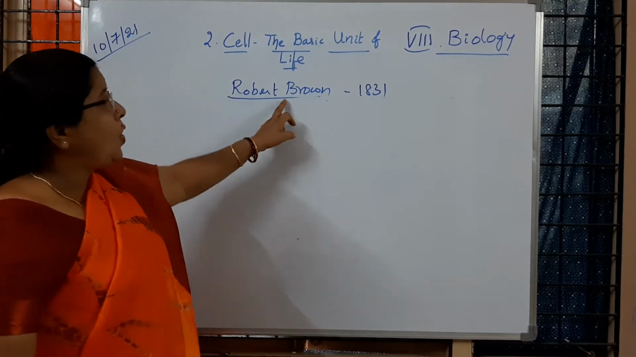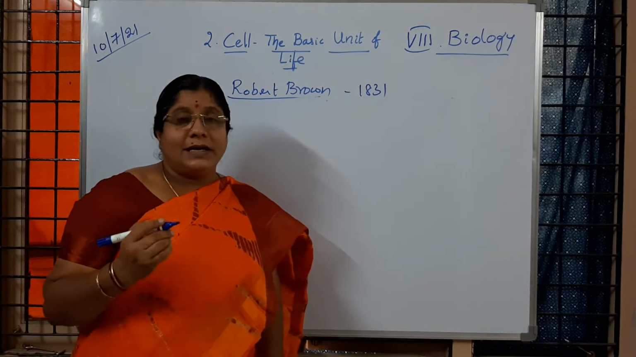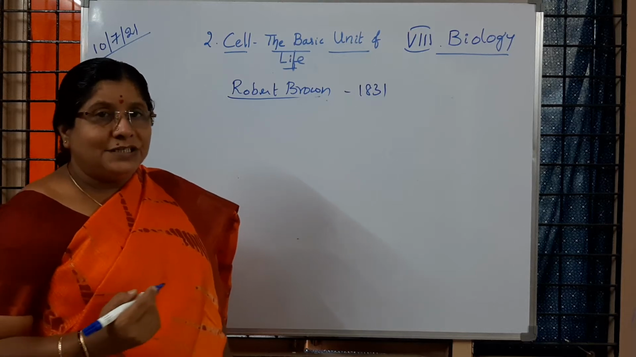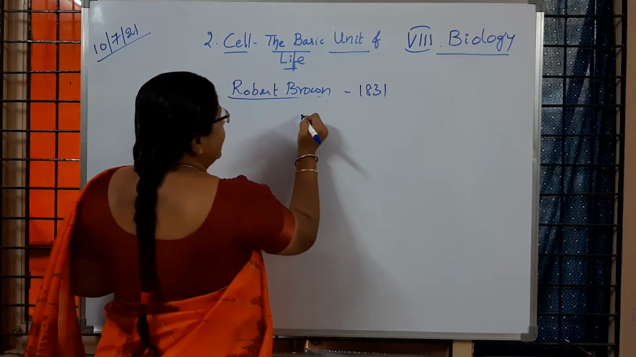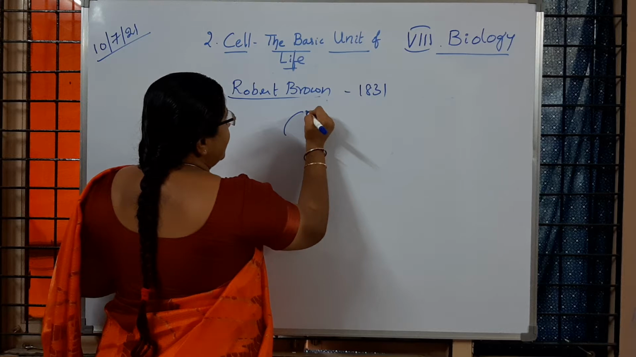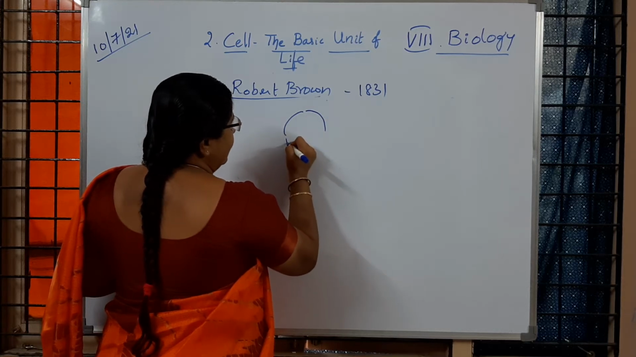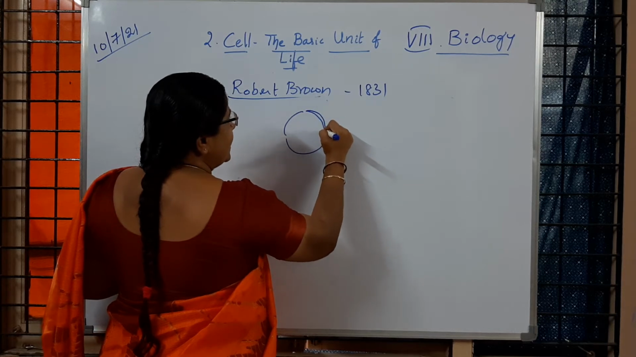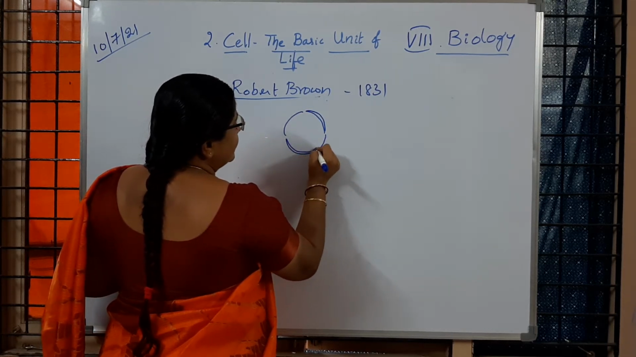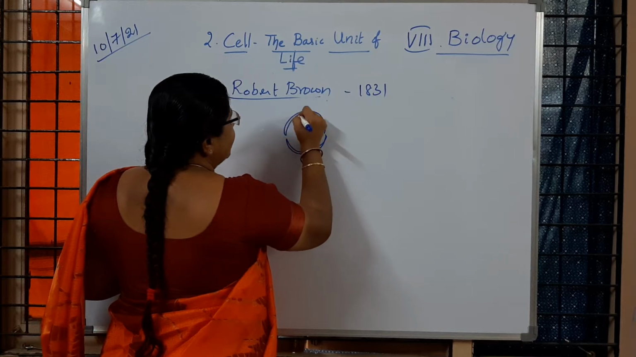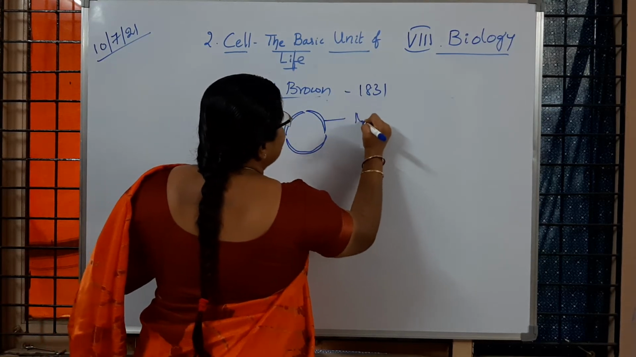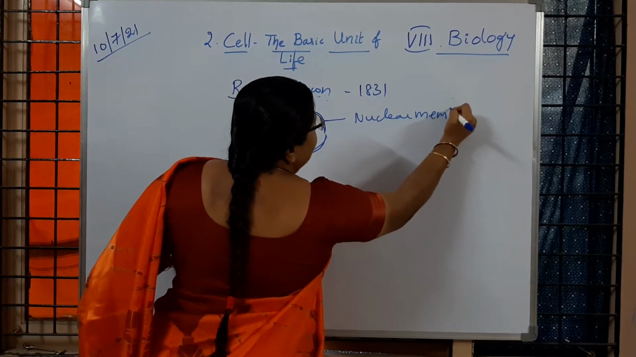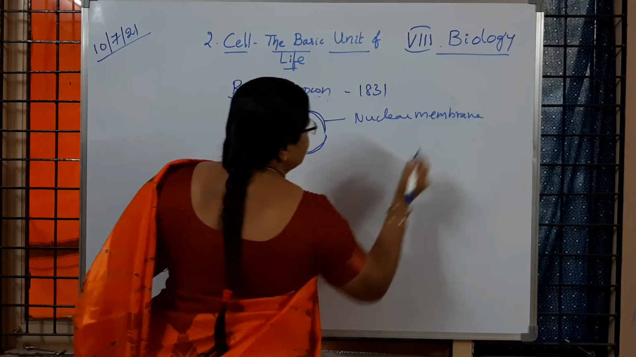So when Robert Brown observed that nucleus under the microscope in onion peel cells or human cheek cells, it was seen there like that. So the nucleus is said to be a membrane bound cell organelle. The membrane covering the nucleus is called the nuclear membrane. Is it clear to children?